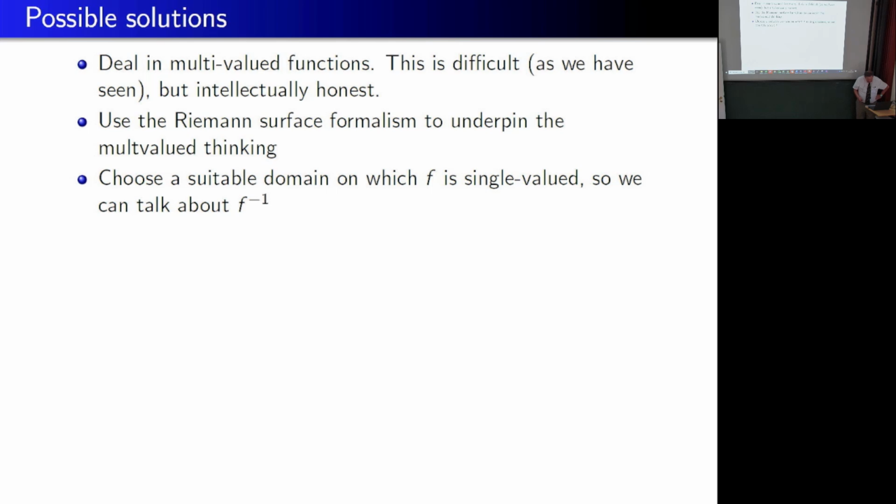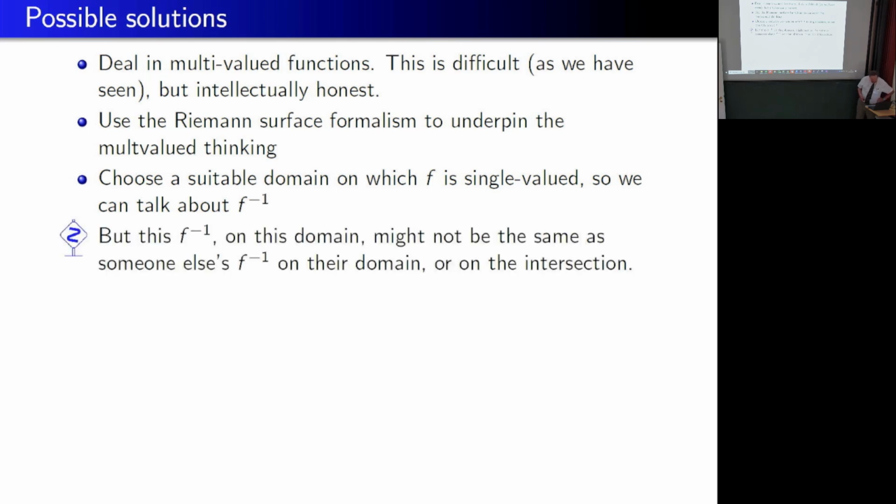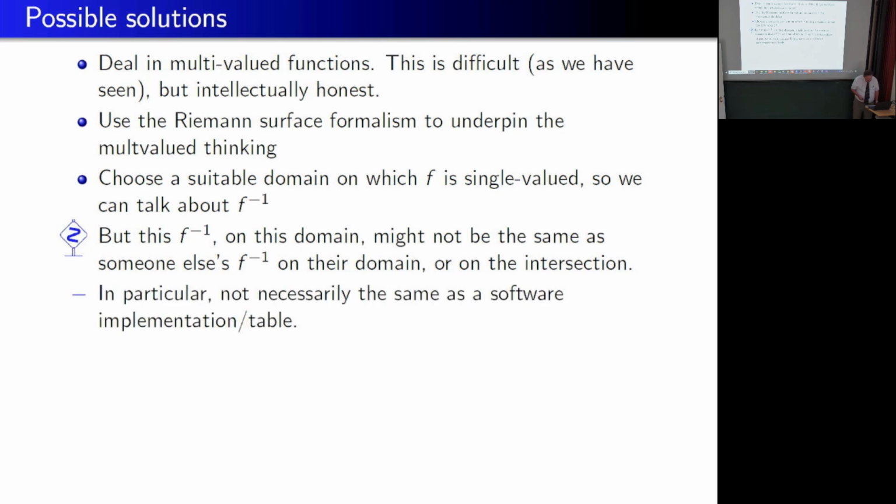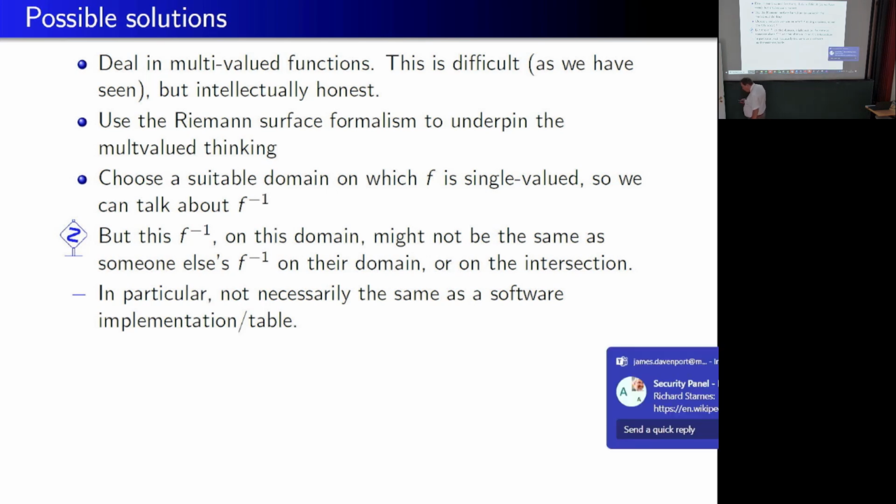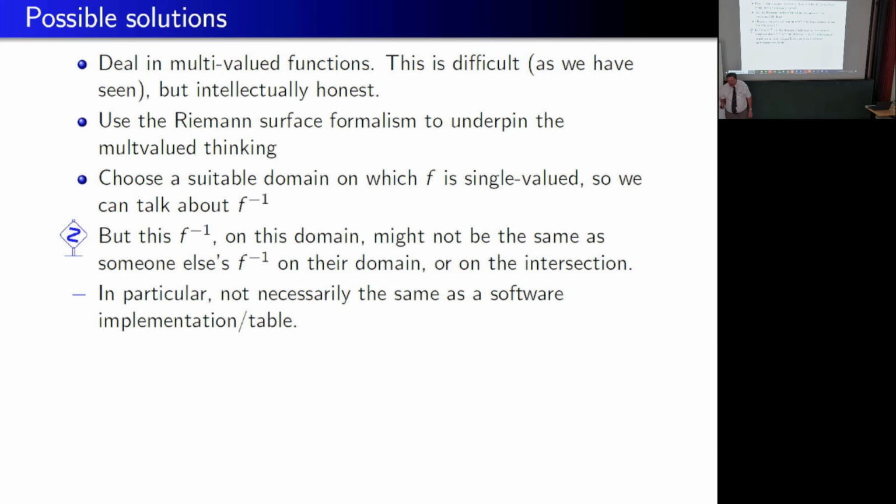Hardware doesn't solve it. Now, the trouble is that this f inverse on my domain might not be the same as your f inverse on your domain. Even if our domains intersect, we might have different ones. And if our domains intersect more than once, because we've chosen two different bananas around the origin, we might agree somewhere and disagree elsewhere. In particular, and this is where it gets really painful, my choice of open domain might not be the same choice as the person who writes my log function, or the person whose book of log tables I use. They might have chosen a different domain. And it's really this one that, as a software engineer, worries me.